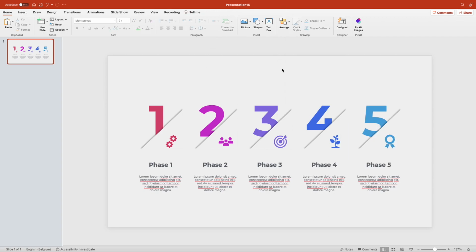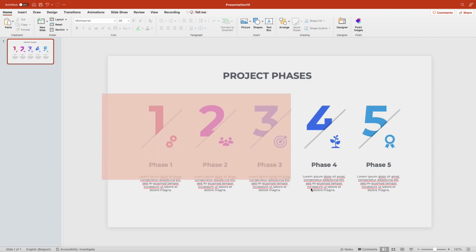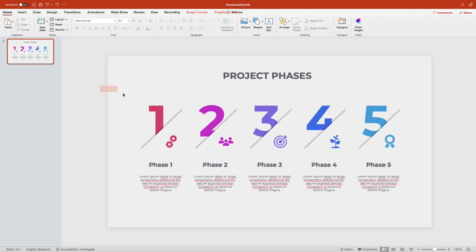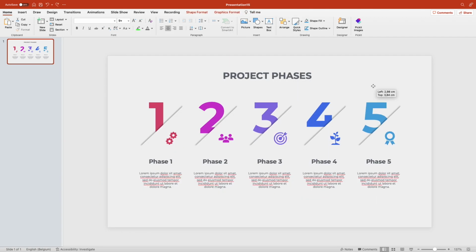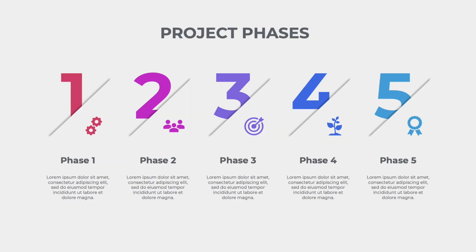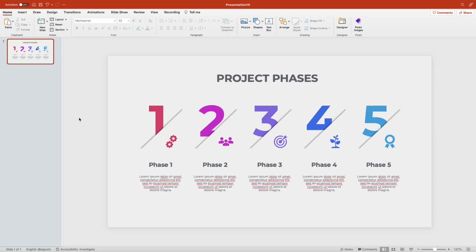Let's add a title at the top. Same font, same color, a little bit larger font size. And then position the slide so everything looks good. Let's preview this one. This is already a pretty nice slide, but now we are looking at the animations.